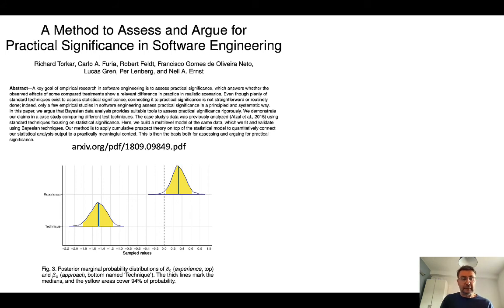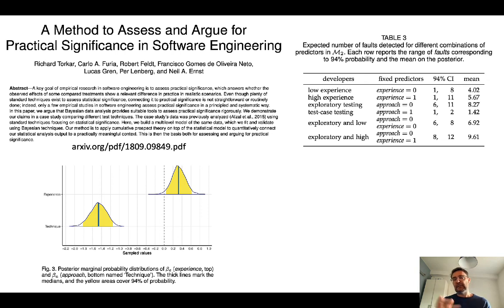And then we can see here a scientific outcome, a summary of the posterior: the factor for experience has a lower effect because it's closer to zero here. You see the distribution on top, compared to the choice between exploratory testing and test scripts, which is the technique factor here, because that one is further away from zero.